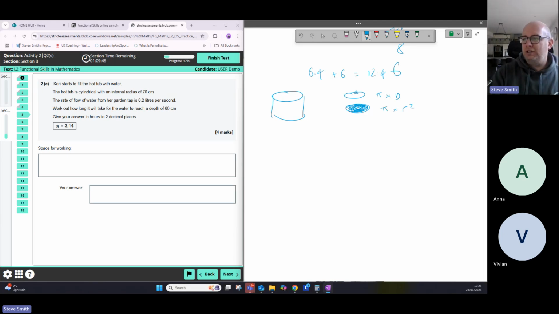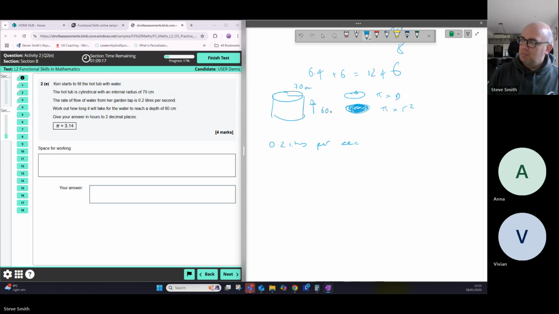The hot tub is cylindrical with an internal radius of 70 centimeters. So my internal radius is 70 centimeters. The rate of the flow of the water from a garden tap is 0.2 liters per second. Work out how long it would take for the water to reach a depth of 60 centimeters.